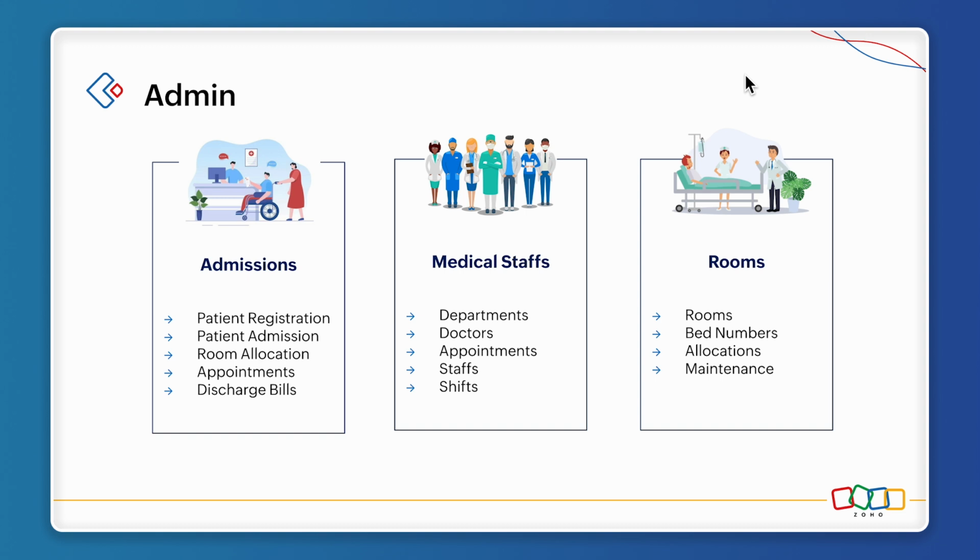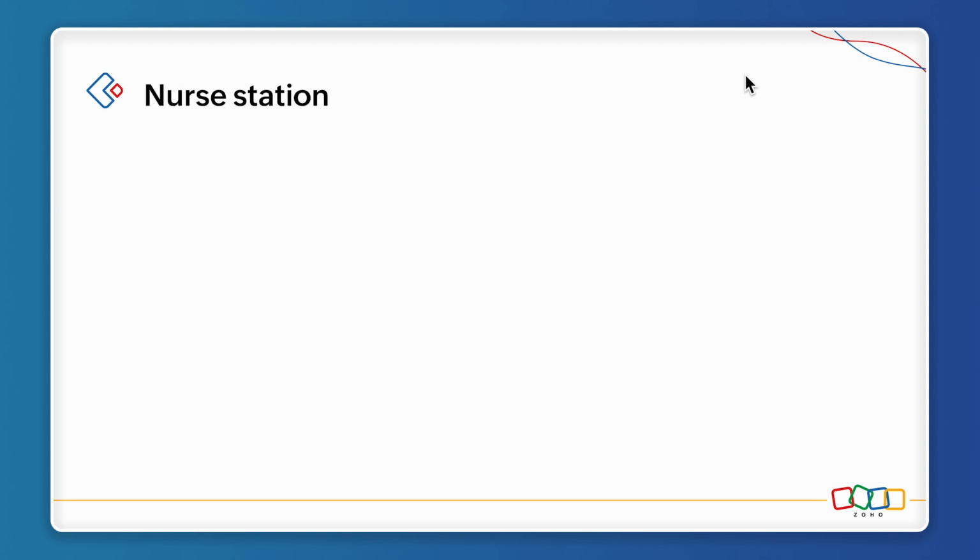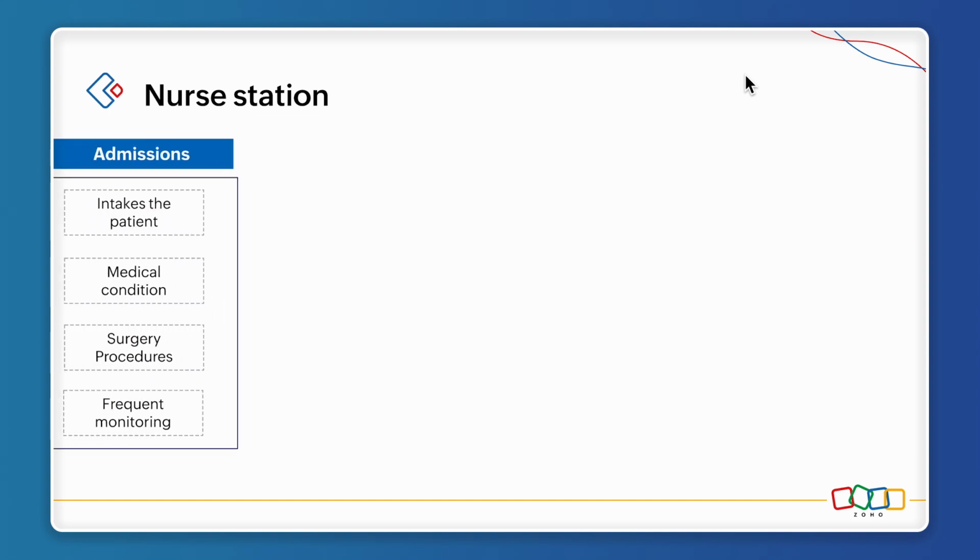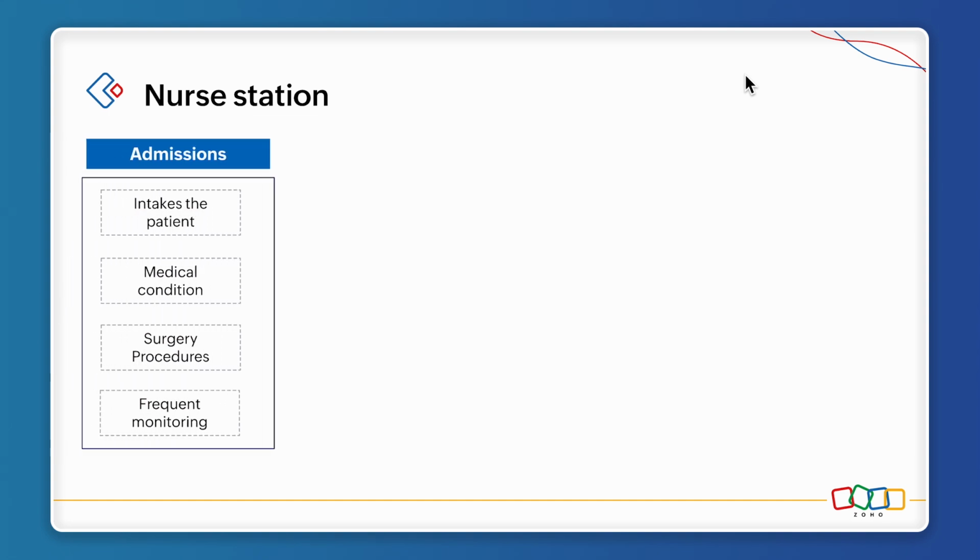And next, we have another set of stakeholders, which is the nurse station, where they take care of all the patient related activities. Starting with the admission process, they will intake the patient and collect the history related to the patient, any medical condition, what type of treatment they are coming in for, and the type of surgical procedure or treatment that they have to take care of. And then the monitoring of the patient will also be captured under this particular admission process.